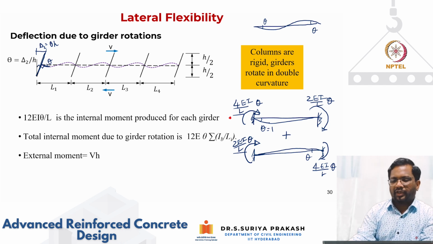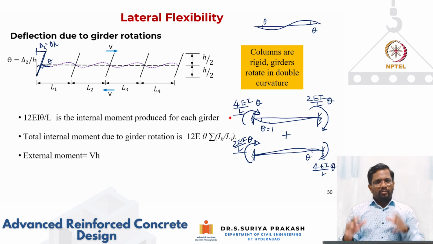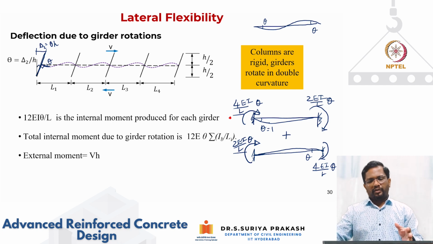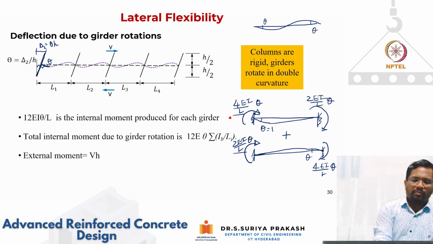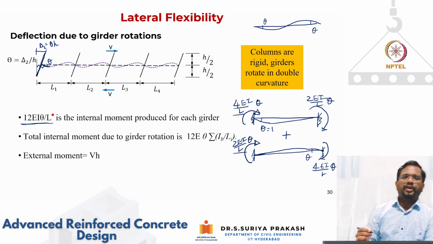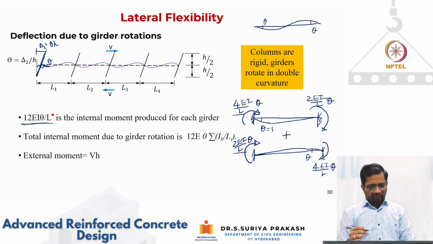Now what happens to the other end? Again 2EI by L plus 4EI by L. So for one particular girder, what is the total moment that I have applied? 6EI by L into theta at one end, 6EI by L into theta at the other end. If you look at it, the total moment that I am applying to create this kind of deformed configuration is 12EI by L into theta.